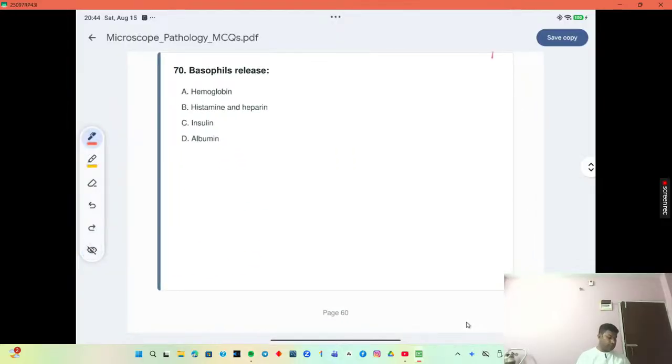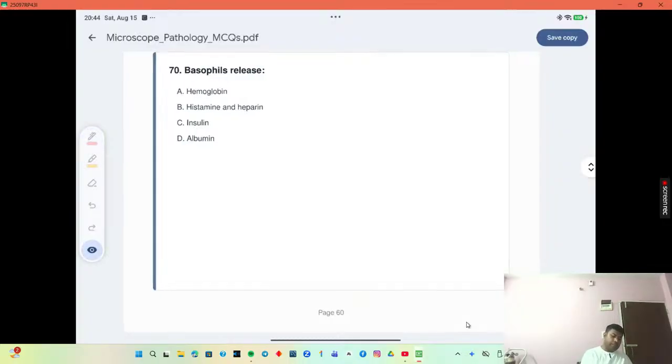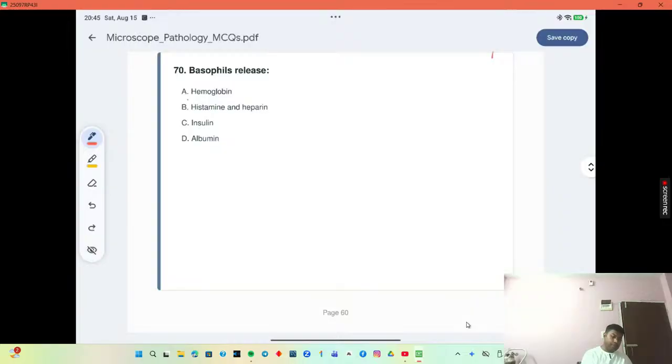Here the question is given as: basophils release. So what does basophil release? Basophil releases histamine and heparin. So what does basophil release? Basophil releases histamine and heparin in our body. Okay.